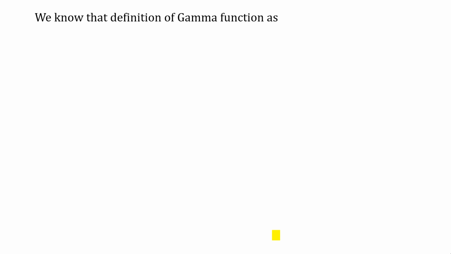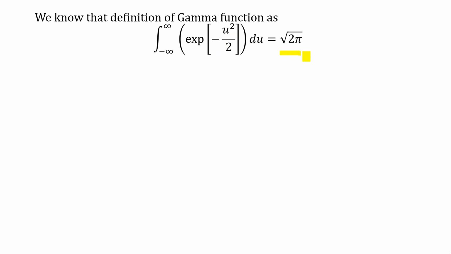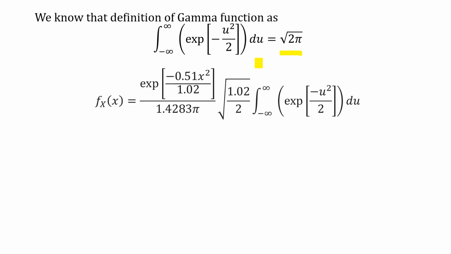So using the definition of a gamma function, we know the integral from minus infinity to plus infinity of exponential of minus u square by 2 can be replaced by root 2 pi. So we do find such terminology in the equation. You can observe here, these two are one and the same, so that these terminologies can be replaced by square root of 2 pi.